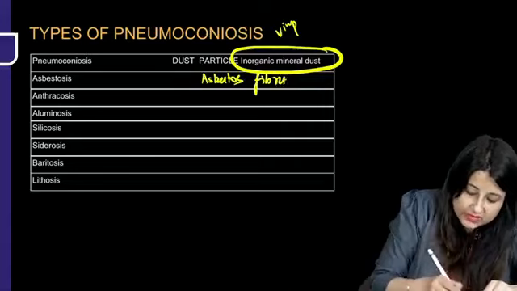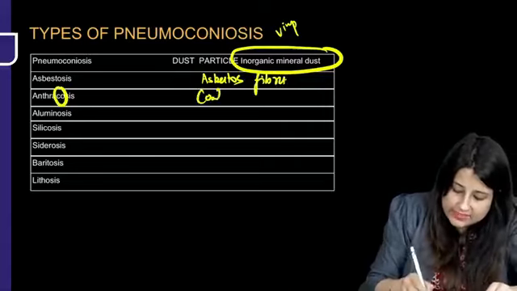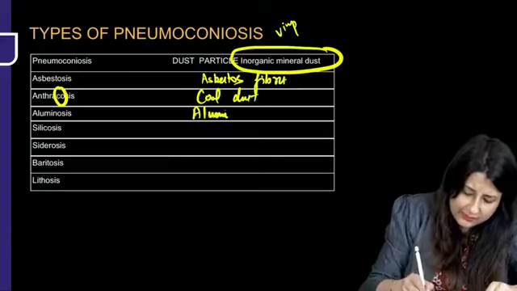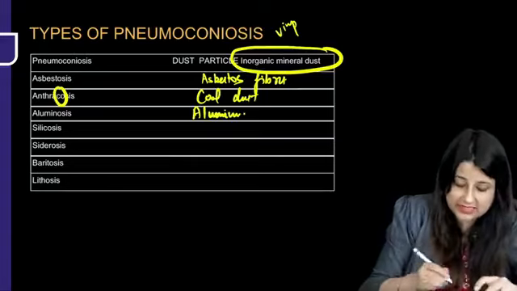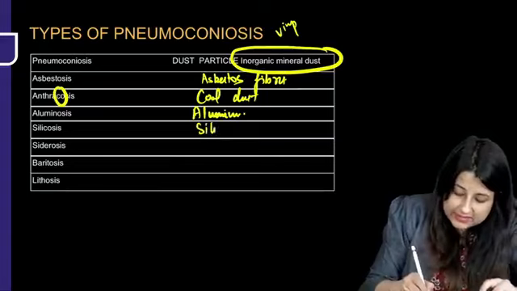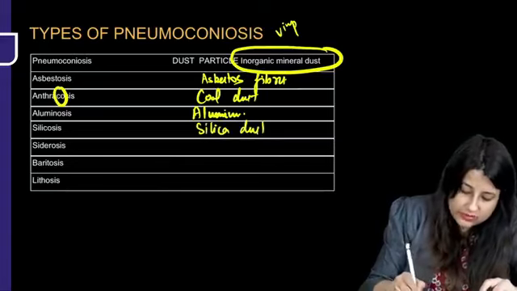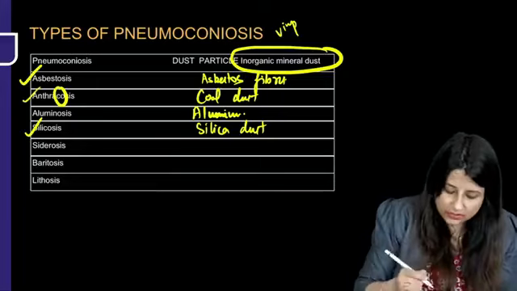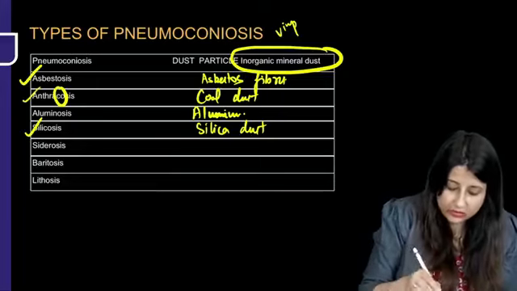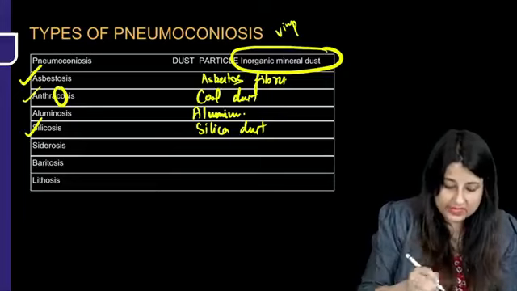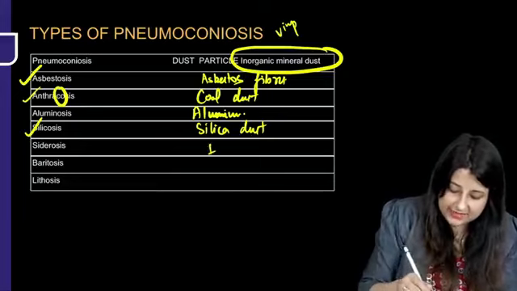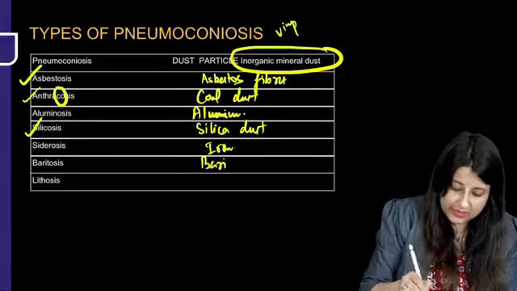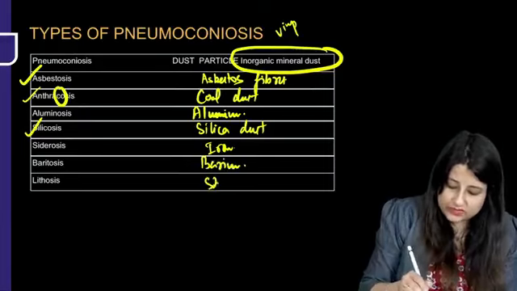Anthracosis, from the word CO, is coal dust. Aluminosis is due to aluminium dust. Silicosis is silica dust. Most important from here are asbestosis, silicosis, and anthracosis, which they ask you. For anthracosis, remember CO for coal dust. Siderosis is iron fibers. Barytosis is barium. Lithosis is stone.